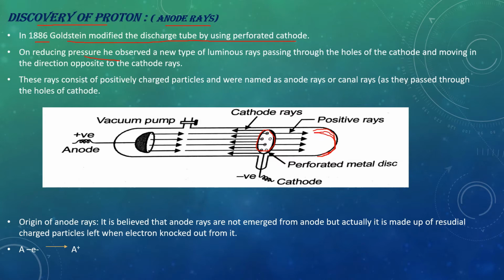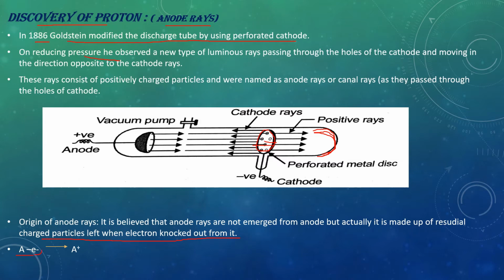Now these rays consist of positively charged particles and were named as anode rays or canal rays because they pass through the holes of the cathode. That is why they are called canal rays also. Now how do these canal rays originate? The common belief is that they may originate from the anode, but actually they did not emerge from the anode, but they are made up of residual charged particles left when electrons are knocked out from the gas. For example, A is the gaseous atom.